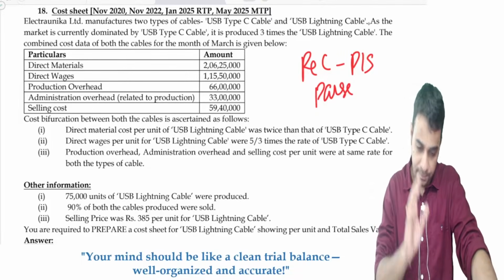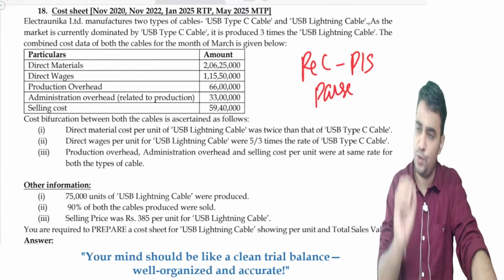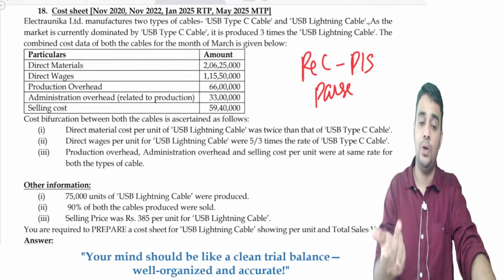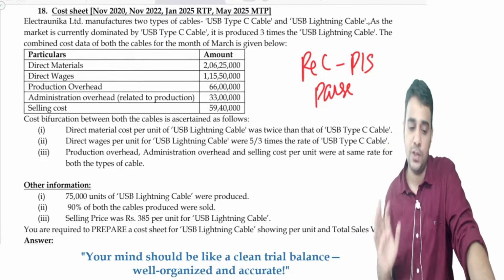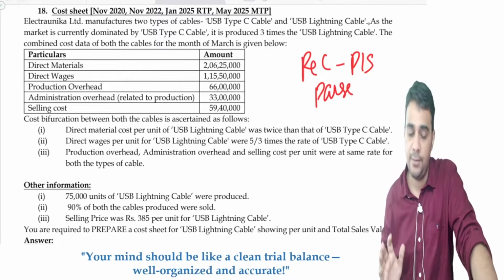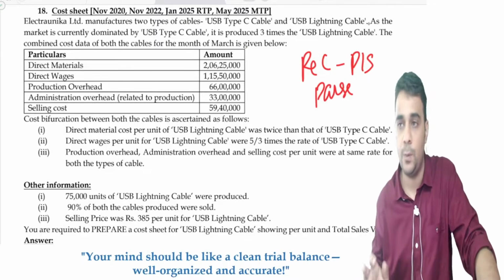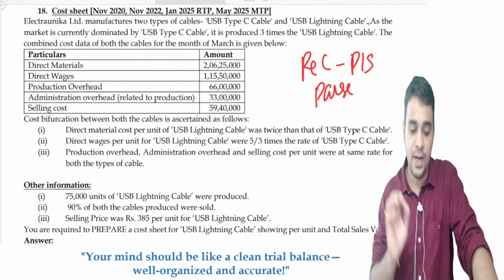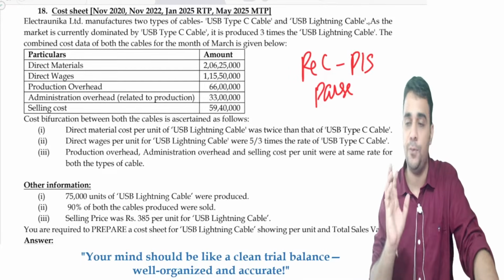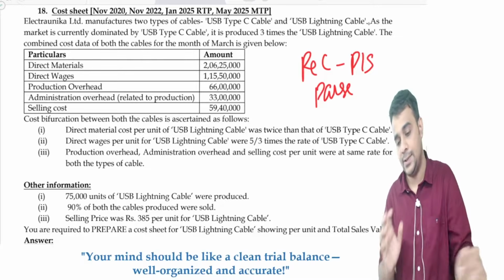So we'll do a cost sheet only for USB Lightning cable. If I want, I can even do it for the Type C cable also, but that requirement is not there. 75,000 have been produced. 90% of that were sold. So there will be some closing stock data, and selling price is 385 per unit for USB Lightning cable. Let's start.